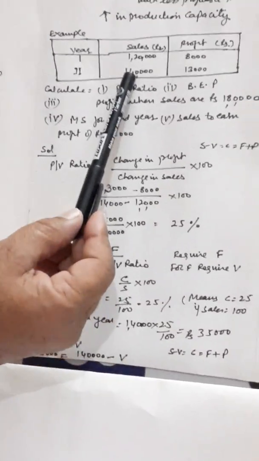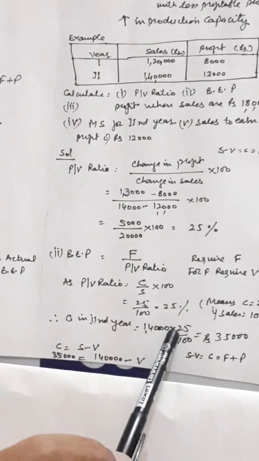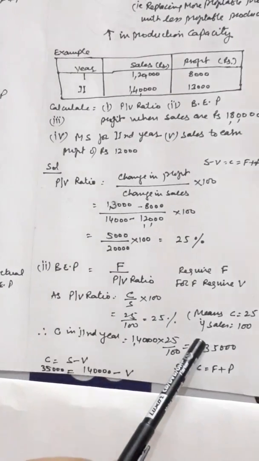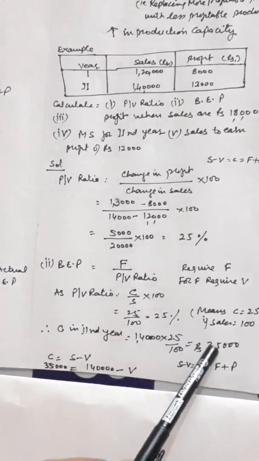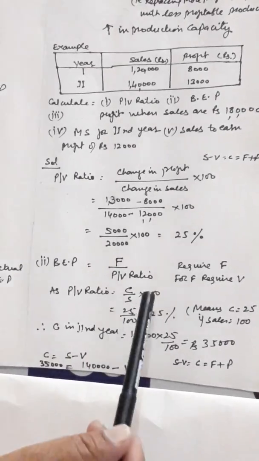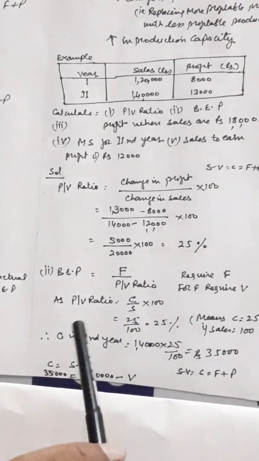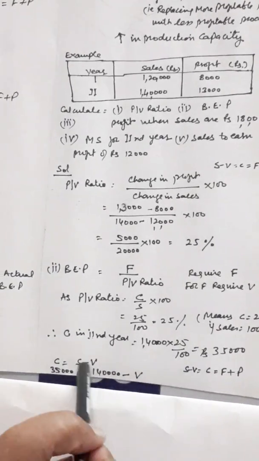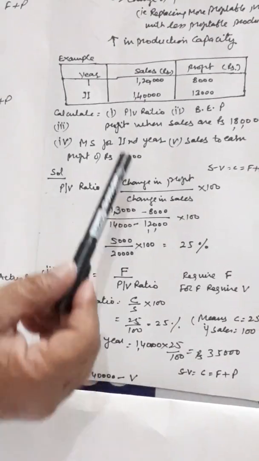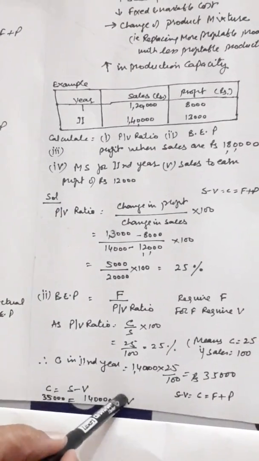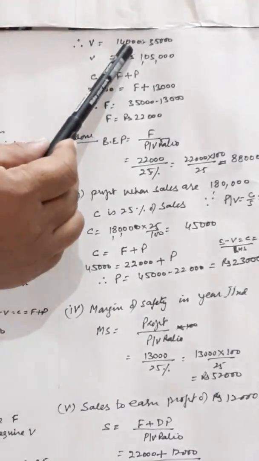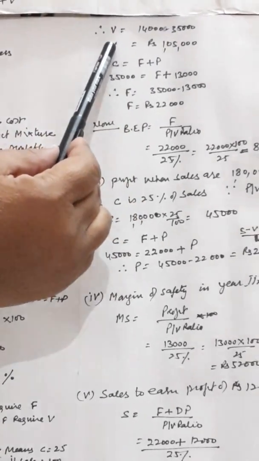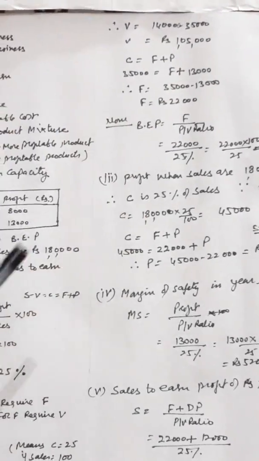Now, we will calculate contribution in the second year. In the second year, sales are 1,40,000. 1,40,000 multiplied by 25%, it will be 35,000. Contribution in second year will be 35,000. By putting this figure in the marginal cost equation, left hand side, C is equal to S minus V. C we just calculated, 35,000. Sales in second year given, 1,40,000 minus V. V will be 1,40,000 minus 35,000. Variable cost will be 1,05,000.